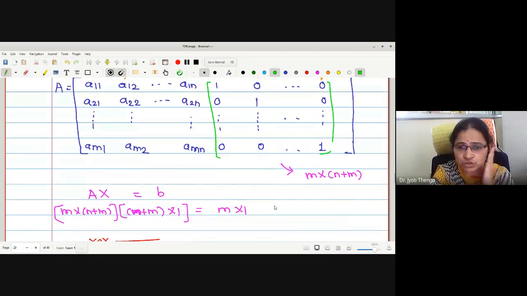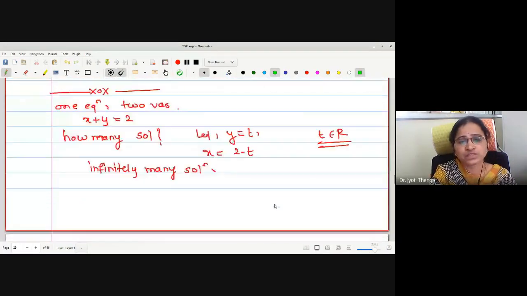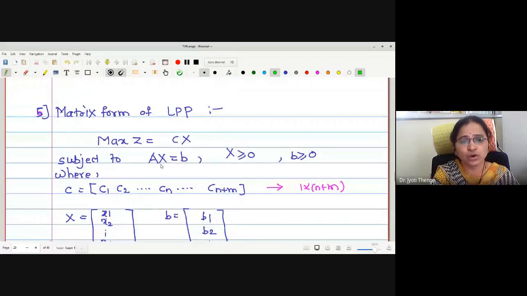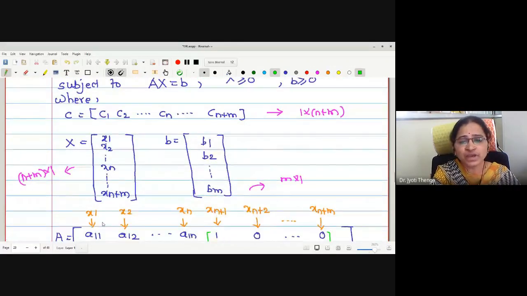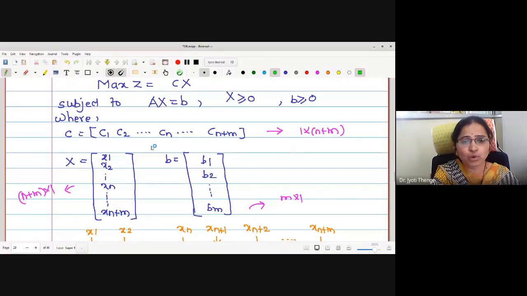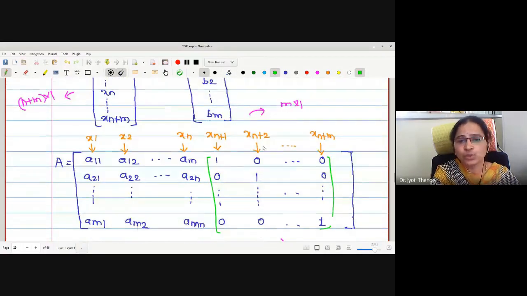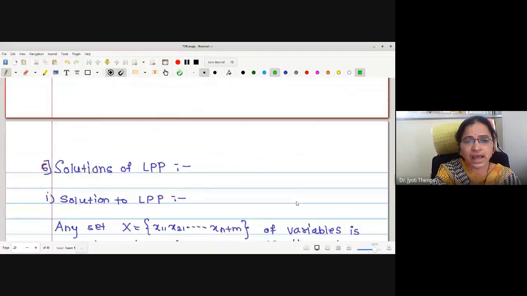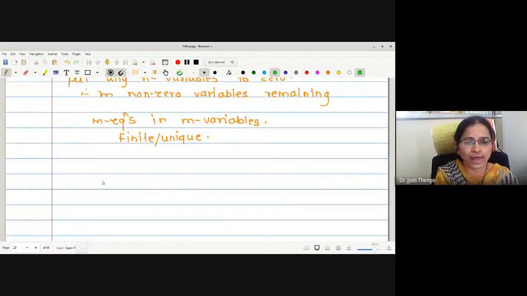Why should it be non-zero? Because whenever we are selecting only m variables among these, what will be the effect on this system? Out of the coefficient matrix A, we were selecting a submatrix, and the submatrix I am going to call B.